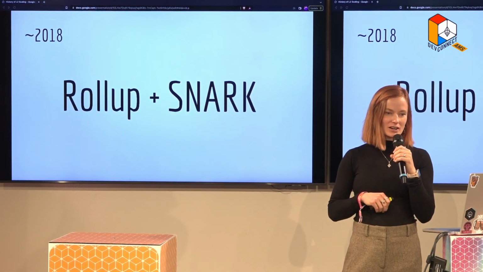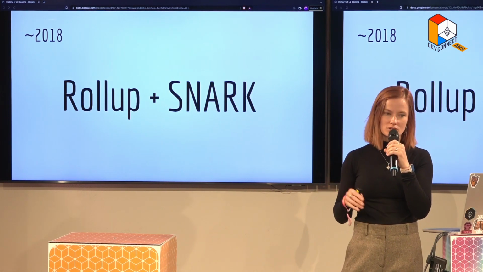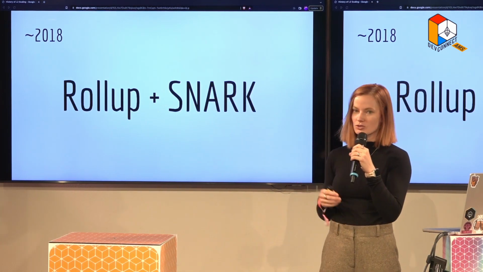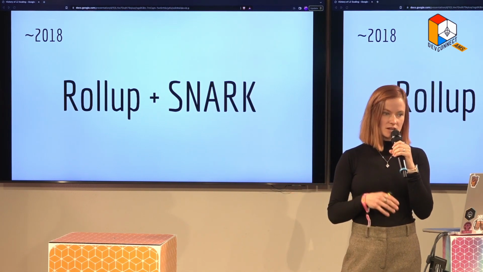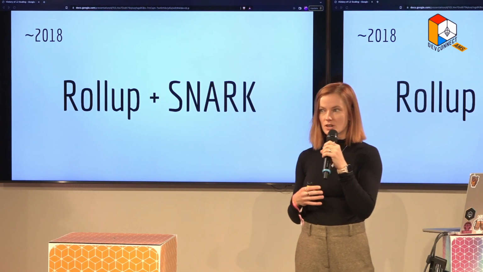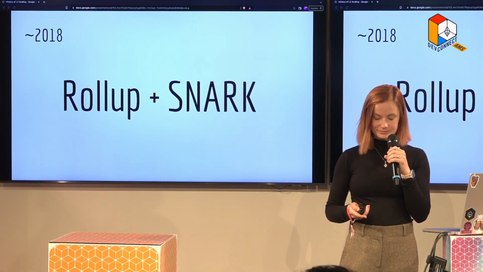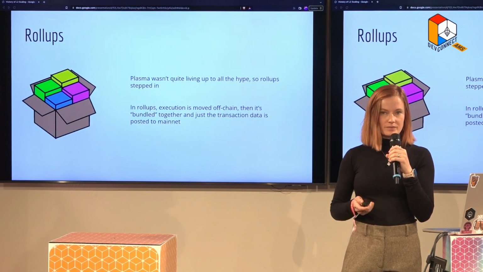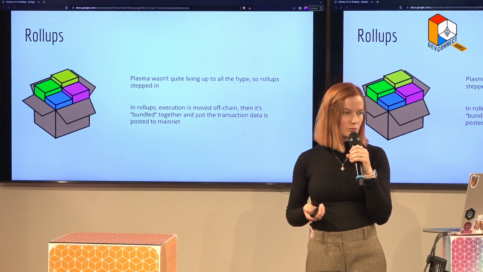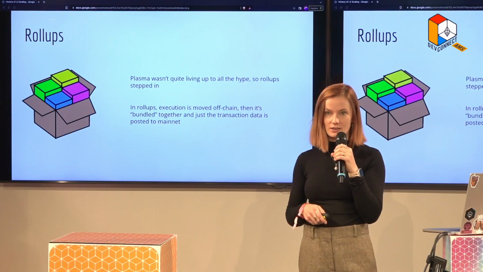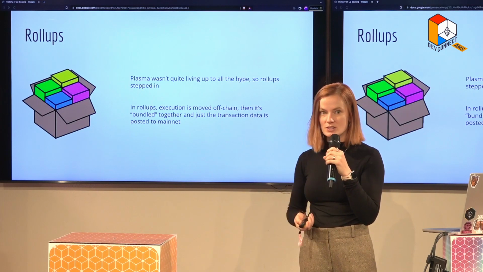He posted this repo, and it was a new type of layer 2 solution, a Plasma-like construction with these bundled up transactions, where instead of relying on operator trust, the correctness of the bundle would be attested using an on-chain proof, which was called the SNARK. So yes, Plasma wasn't quite living up to the hype, so Rollups stepped in. In Rollups, execution is moved off-chain, then it's bundled together, and just the transaction data is posted on the mainnet.